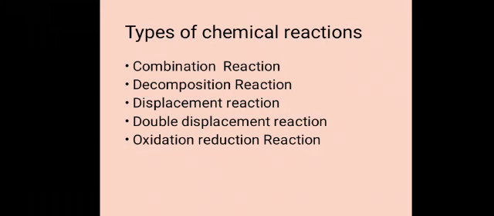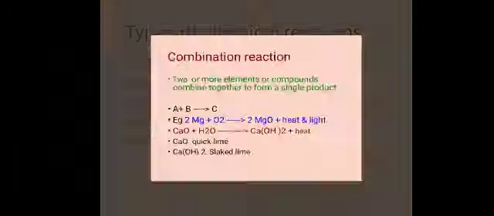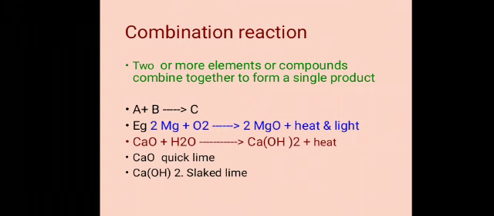Now, depending upon the type of changes occurring during a reaction, we can categorize chemical reactions into different types. 5 types we have to study in this lesson. That is combination reaction, decomposition reaction, displacement reaction, double displacement reaction, and oxidation reduction reaction. The first type of reaction is combination reaction. In a combination reaction, 2 or more elements or compounds combine together and we are getting a single product.